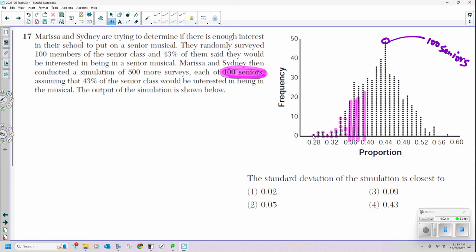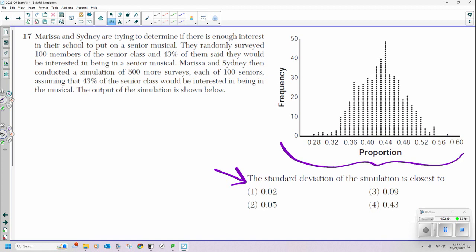Is that important to solving this problem? Not really. I just want you to be able to interpret these graphs. The question is asking us for the standard deviation, what it's closest to. We will not be able to calculate it exactly. The standard deviation of the simulation above is closest to what number? Now, there is one thing I know, and this is how I do it, whether it's right or wrong, it gives me the right answer.